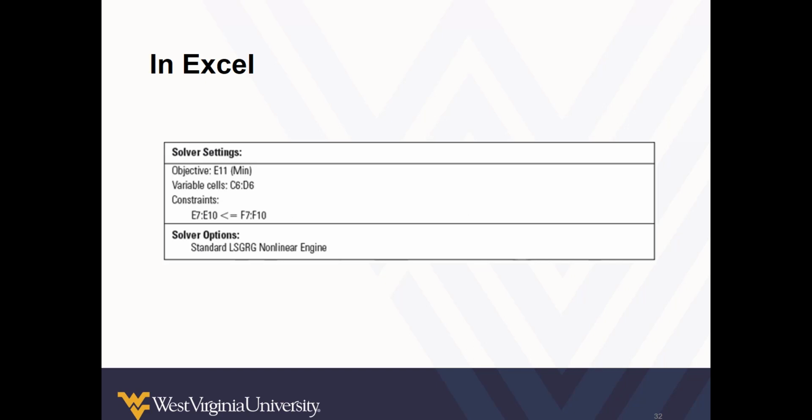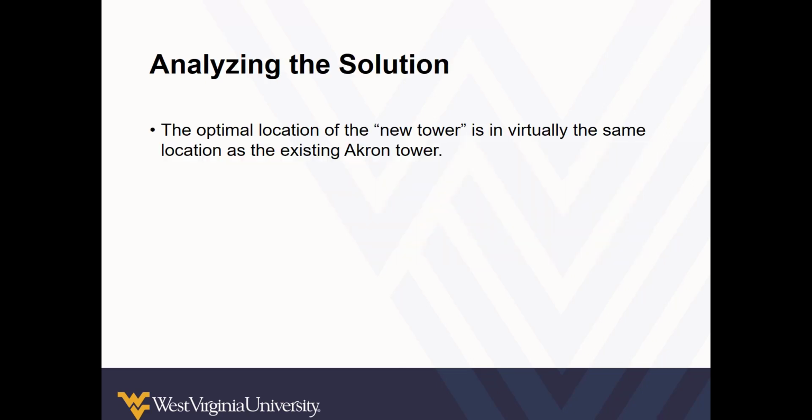So, and this is the solver settings for that problem. And the solution indicates that if the new tower is located at the coordinates x1 equal to 12 and y1 equal to 21, the total distance between the towers is about 81 miles. The average distance is about 20.4 miles.